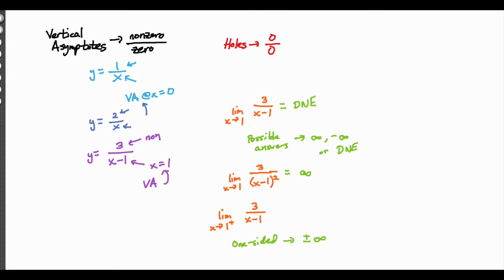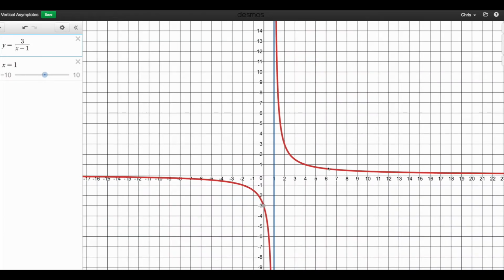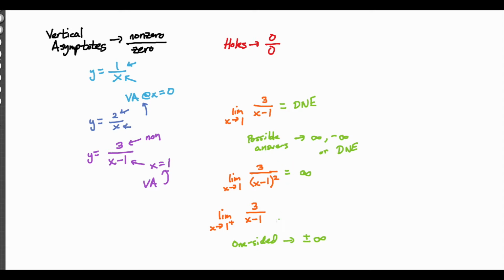The reason it cannot be does not exist is because it approaches one value. We don't have to worry about approaching the same value on both sides because it's one-sided. We don't have to worry about each side. So in this case, let's look at 3 over x minus 1 as x approaches 1 from the right side. Okay, now we're only approaching from the right side. If we approach from the right side, getting closer and closer to x equals 1, if you notice, it goes to positive infinity. So our answer for this problem would be positive infinity.